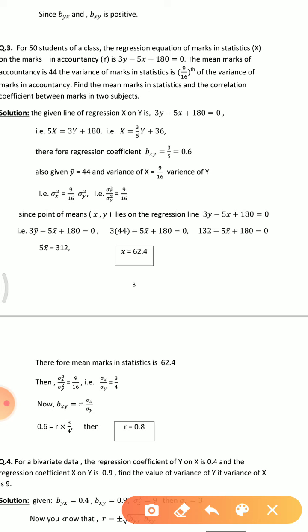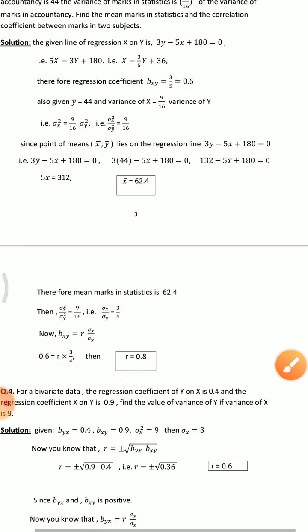Therefore, the mean marks in statistics is 62.4 here. These are the mean marks of the statistics. Then we have to take sigma square x upon sigma square y is equal to 9 by 16. Taking square root on both sides, square root of 9 is 3 and square root of 16 is 4. That means sigma x upon sigma y is equal to 3 by 4.